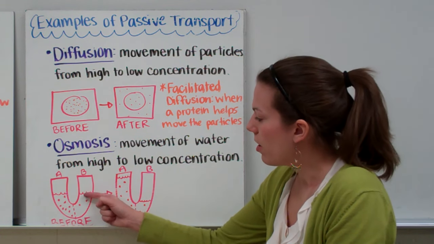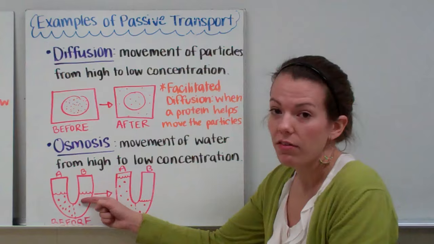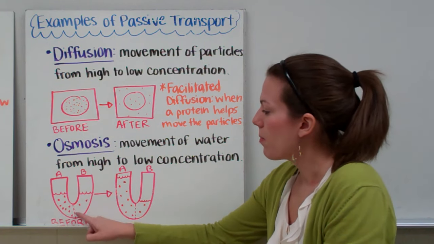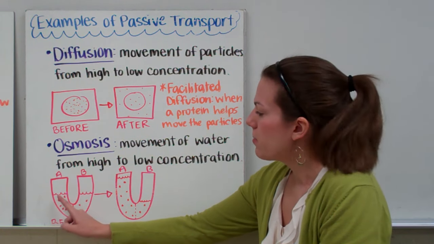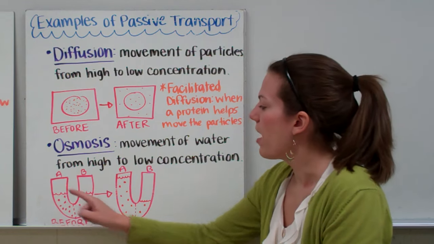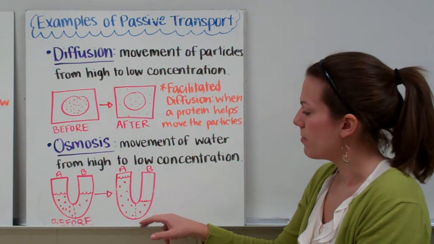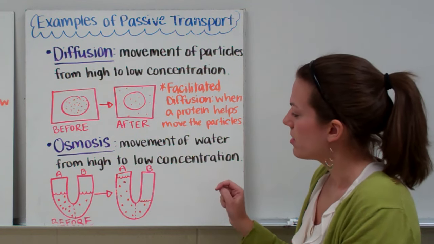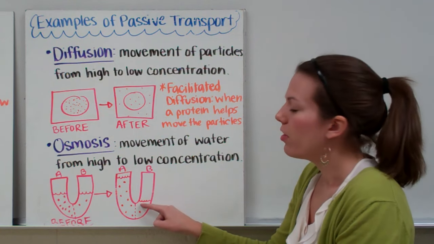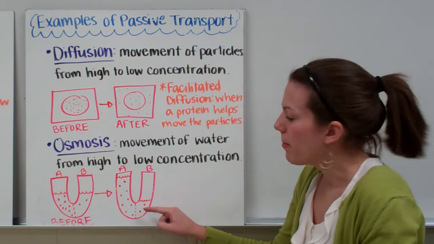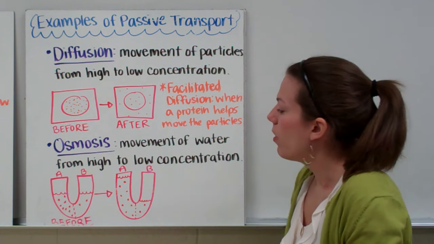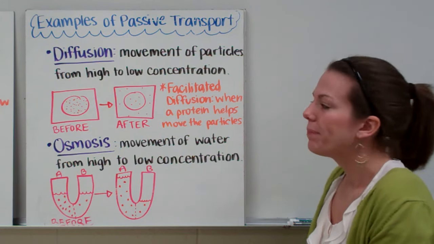So since we're taking water from side B, we expect the water level on side B to drop, and we're moving water to side A, so we expect the water level on side A to rise. As we can see, after osmosis, we have a higher water level on side A and a lower water level on side B. And that has worked to make our concentrations now equal on both sides of the U-tube.